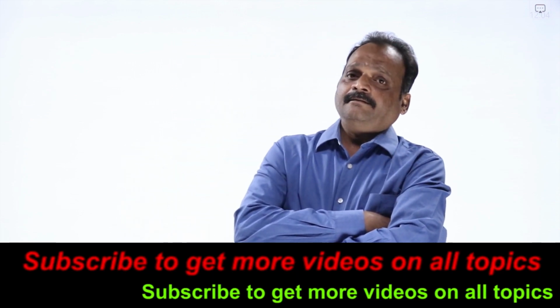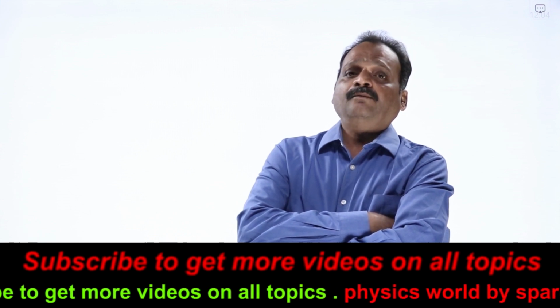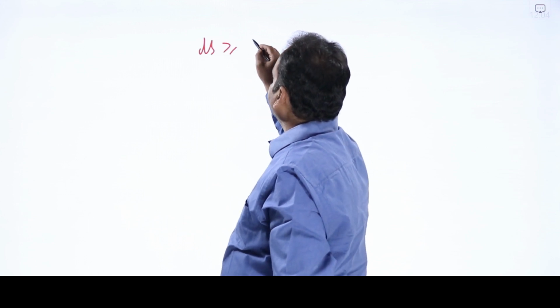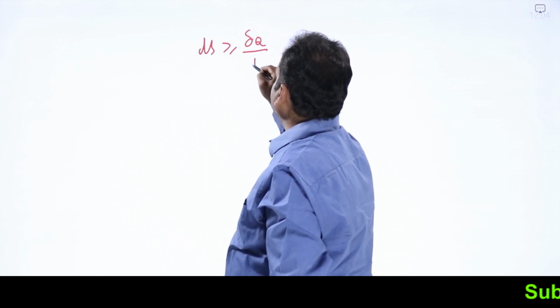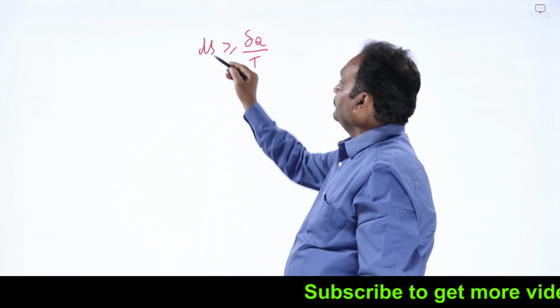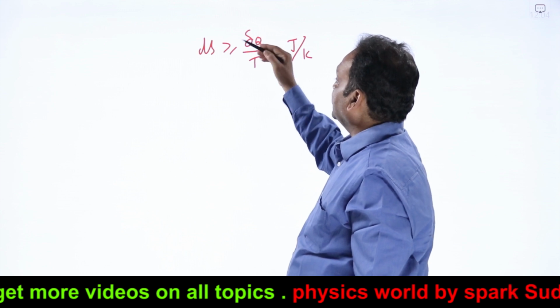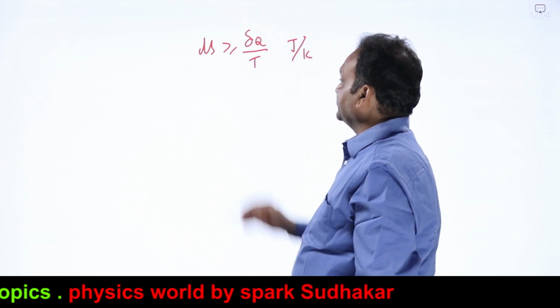In the last video, we have seen how entropy is defined. The change in entropy dS of any system is greater than or equal to delta Q by T. That's how entropy has been defined. The units of entropy are joule per Kelvin. Delta Q is the amount of heat given to the system or taken from the system.